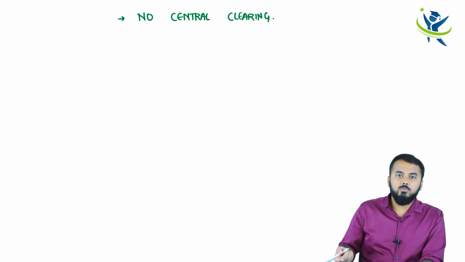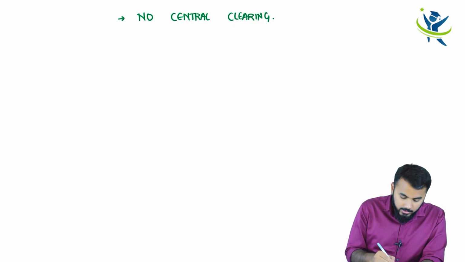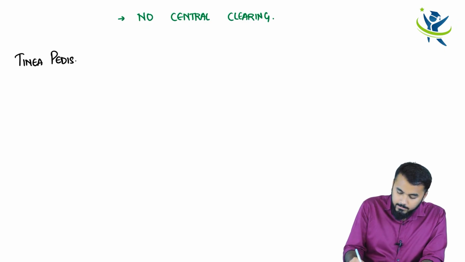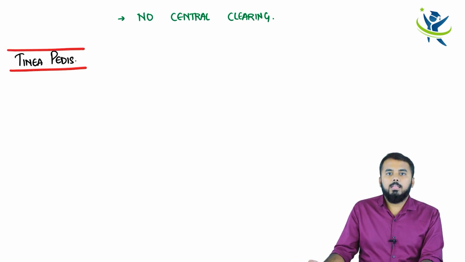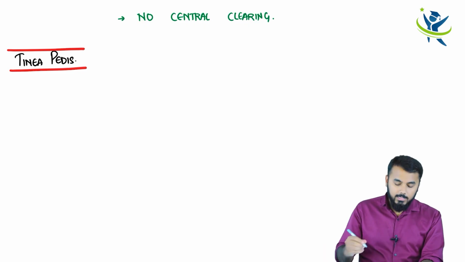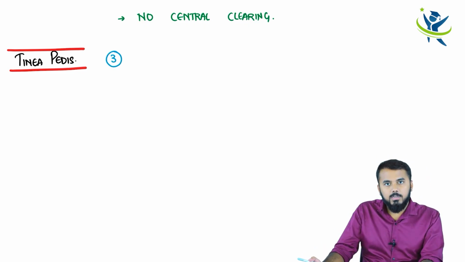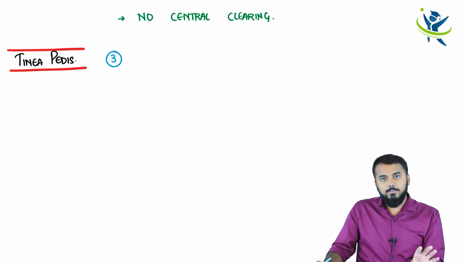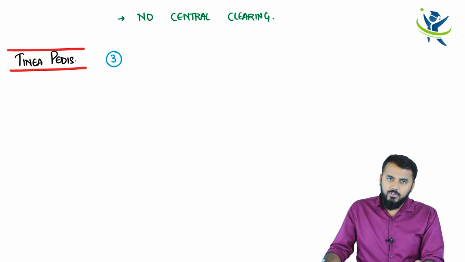Now the next infection we shall be discussing is Tinea pedis. Pedis means foot, so mostly this infection is seen in the foot. Now in this Tinea pedis, you have to know one thing, that there are three different presentations. In these three presentations, the pathogen is the same, but it is causing disease in three different ways.